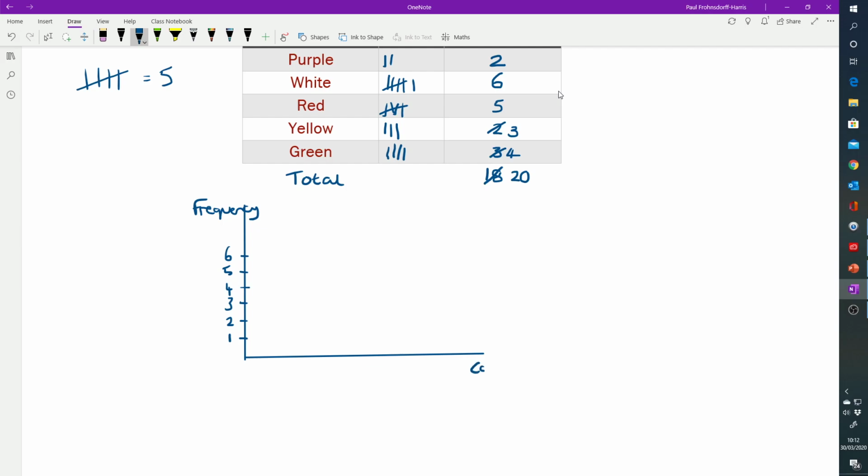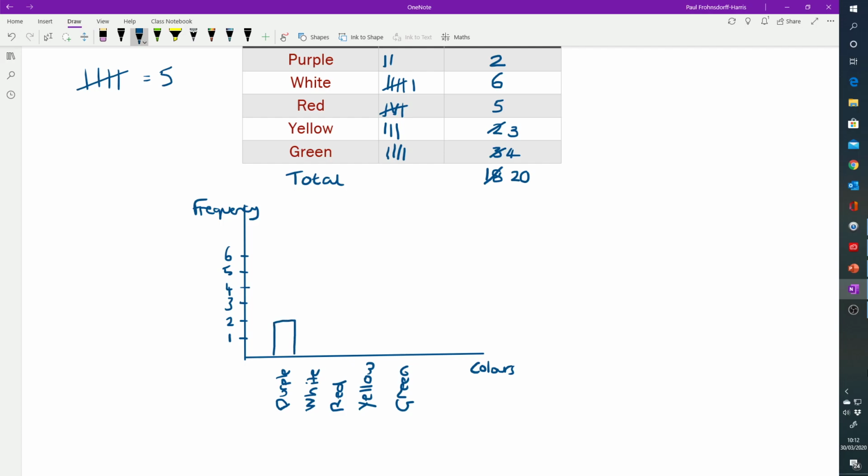I've also got colours. And I sometimes write these sideways because it allows me to see exactly what's going on. So if I write purple and then I write white and then red and yellow and finally green, I can then make my bars the right height.